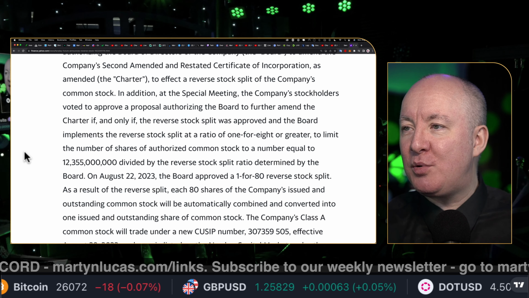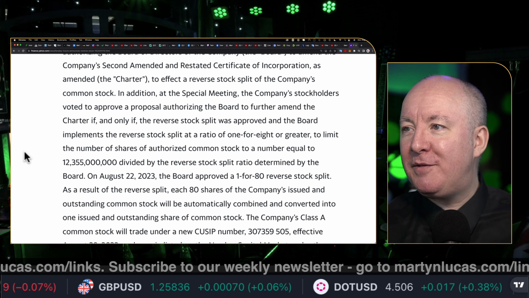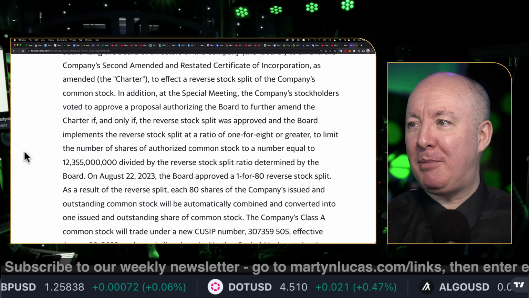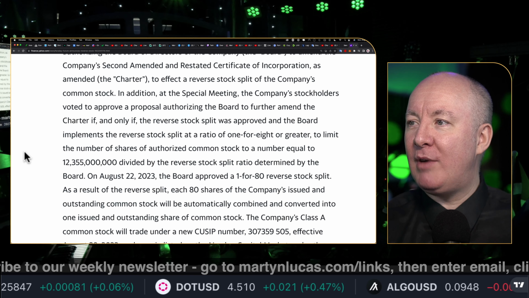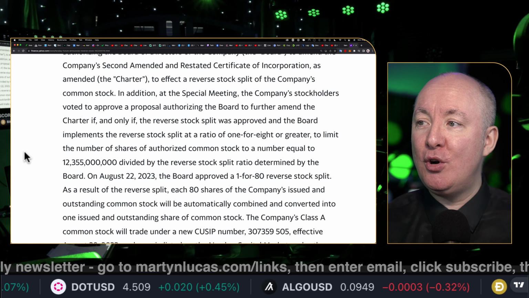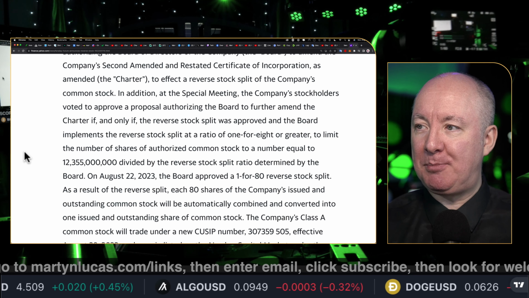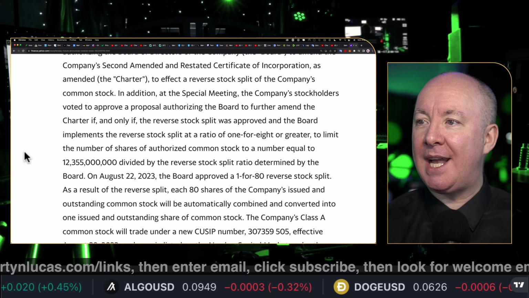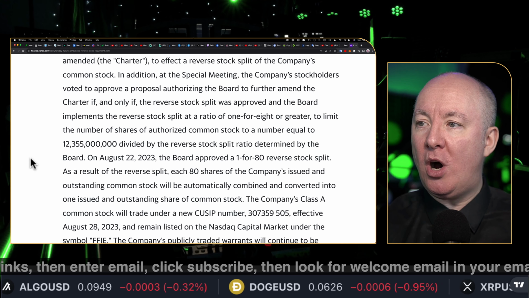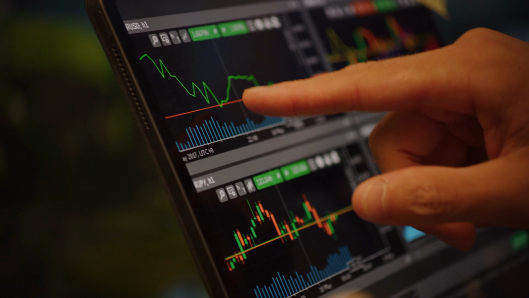Is that 12 billion? 355 million divided by the, it's crazy, reverse stock split ratio determined by the board. On August 22nd, the board approved a 1 for 80 reverse stock split. As a result of the reverse split, each share of the company's issued and outstanding common stock will be automatically combined and converted into one issued and outstanding share of common stock.